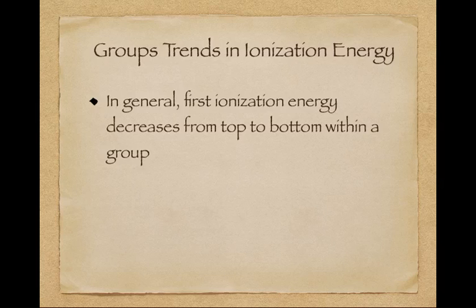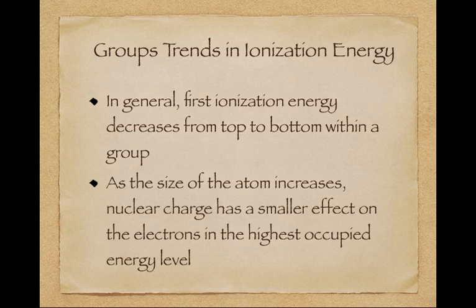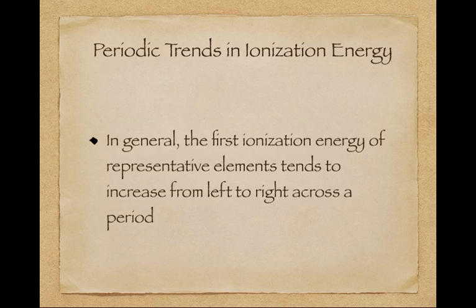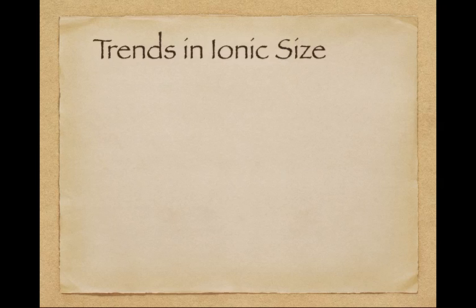Okay, so in general, first ionization energy decreases from top to bottom, and as size of the atom increases, the nuclear charge has a smaller effect on the electrons in the highest occupied energy level. Just basically remember that the ionization energy increases as you go up the chart, increases as you go to the right. Increases as you go up and to the right. So the highest ionization energy is helium, lowest is going to be francium.